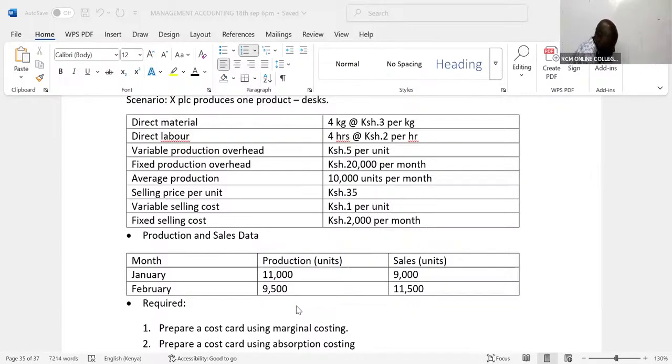So now we do a cost card. We are doing a cost card using MC, where MC stands for Master of Ceremony. No. Marginal what here, somebody?